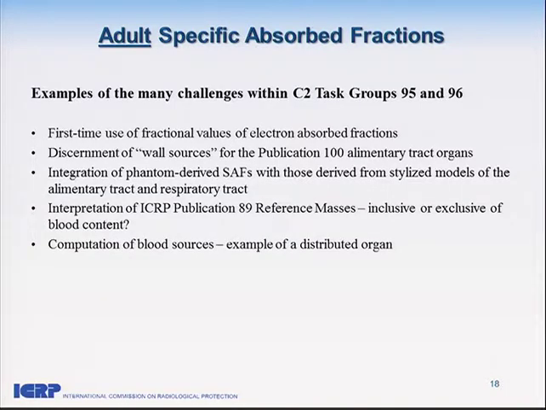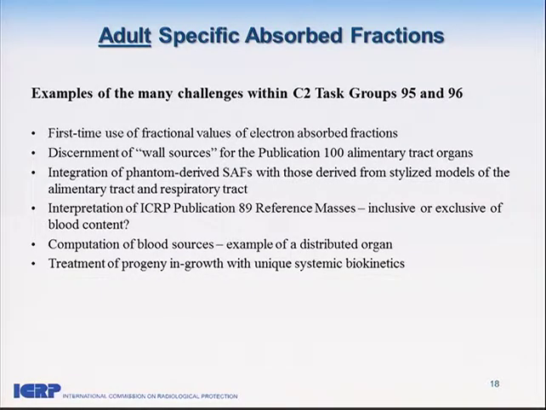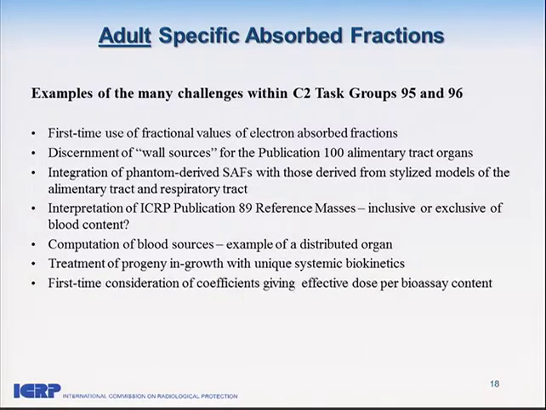Computation of blood sources, an example of a distributed organ. We have some major vessels in the computational phantoms, but we don't have capillaries, and so it is an issue that we're having to deal with in terms of the limitations of a computational phantom in a biokinetic model that says, okay, well, the activity's not in the tissue, it's in the blood, and how do we do that? Then there's treatment of ingrowth of progeny with unique biokinetics, essentially independent kinetics of daughters.